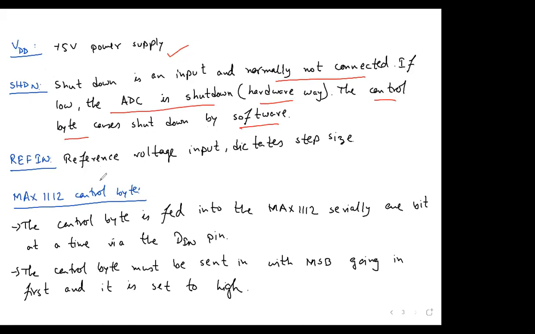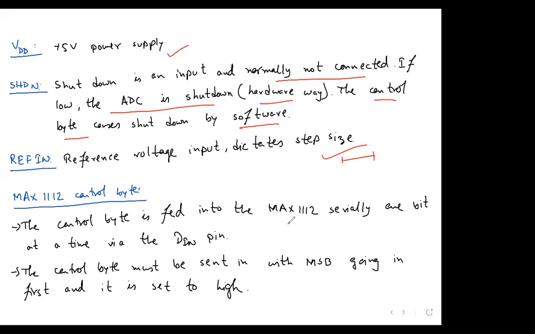And reference in is a reference voltage, and it also dictates the step size. We have seen this in the previous ADCs as well. So up to this was the pin description of your MAX 112 ADC. Now we go to the control byte, the thing that we had been saying we will discuss. So now we are going to the control byte.